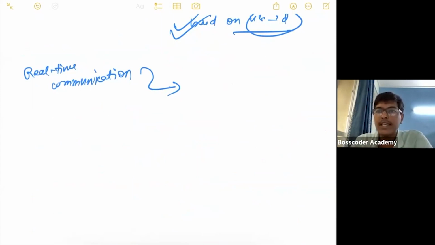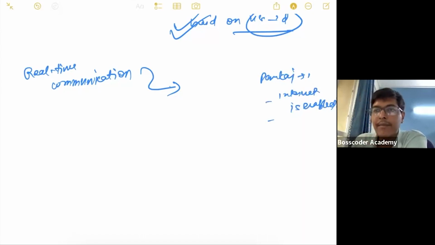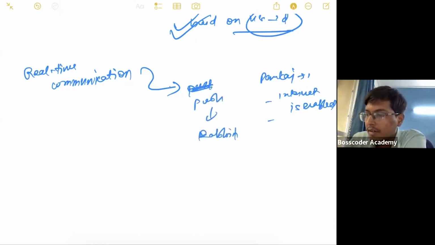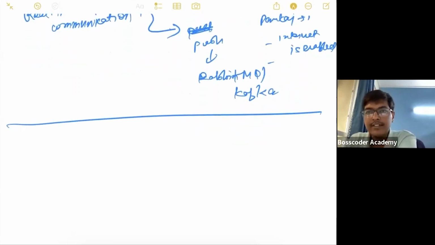So for real-time communication, even when Pankaj's internet is enabled but he is not actively communicating, in all those cases a push mechanism, like RabbitMQ or Kafka, will make more sense, right? Is this making sense?